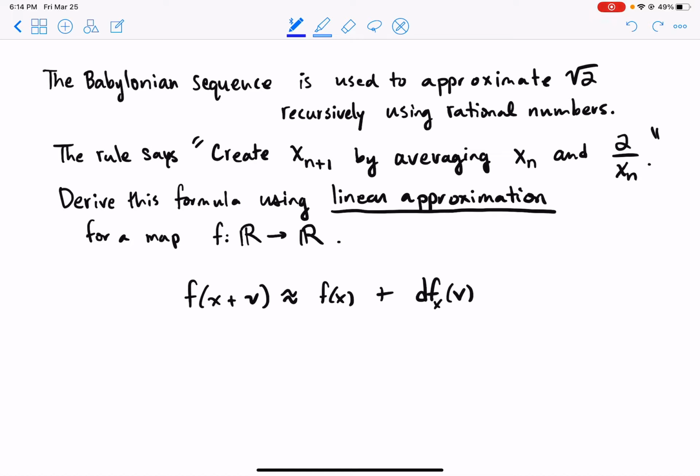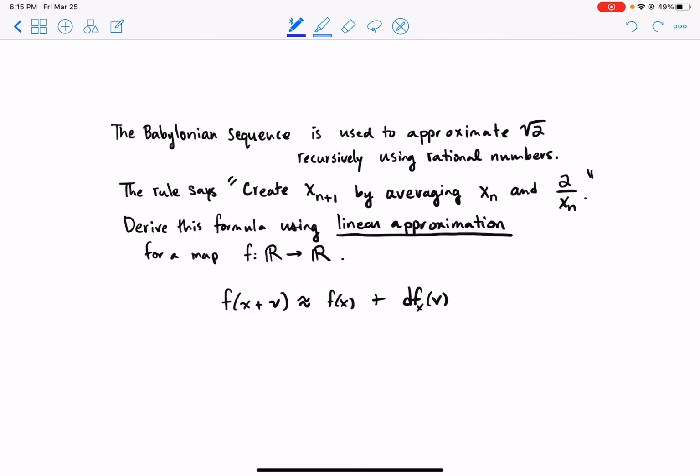Okay, hi everyone. So the Babylonian sequence is a famous sequence, so let's learn about it. Well, we already proved that square root of 2 is not a rational number, but actually we can approximate it using just rational numbers, and in particular a sequence of rational numbers that will get closer and closer and closer. So first of all, before I solve this problem, let's just look at what that looks like.